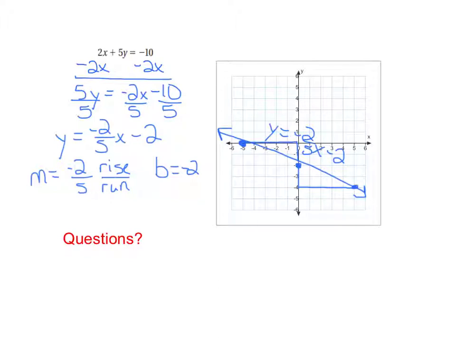Notice I ran out of room, so I had to reverse. So instead of going down 2 and over 5 again, down 2 and right 5, I went up 2 and left 5. You can always reverse your slope to get another point.